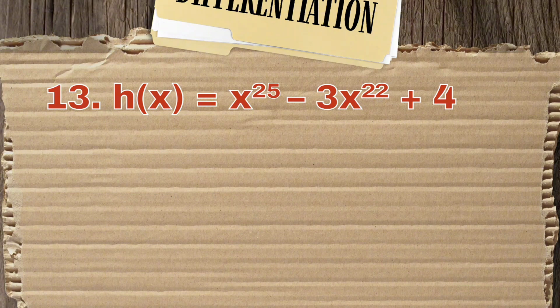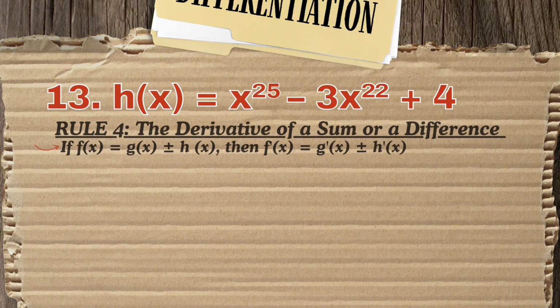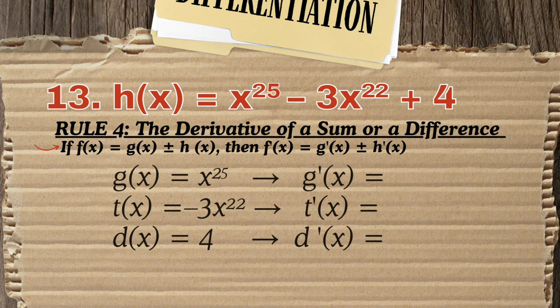For number 13, we have the given of h of x is equal to x raised to 25 minus 3x raised to 22 plus 4. We're gonna use again the rule number 4, which is the derivative of sum or a difference. Same process katulad sa previous numbers na pinagpaghihiwalayin and hahanapin ang derivative.